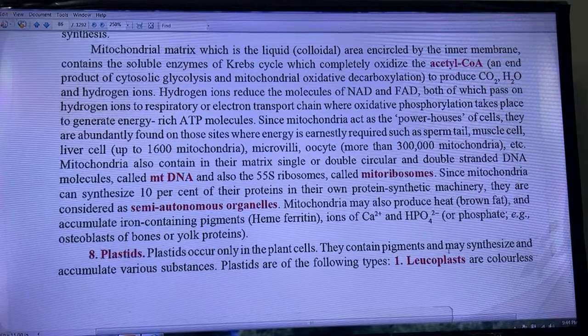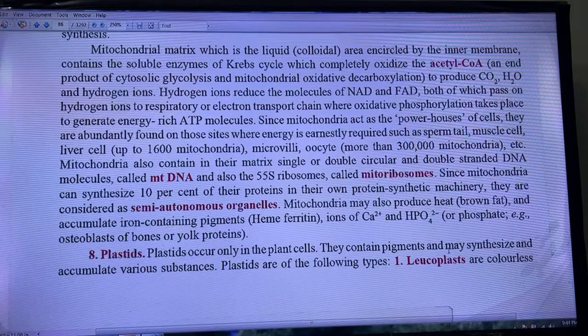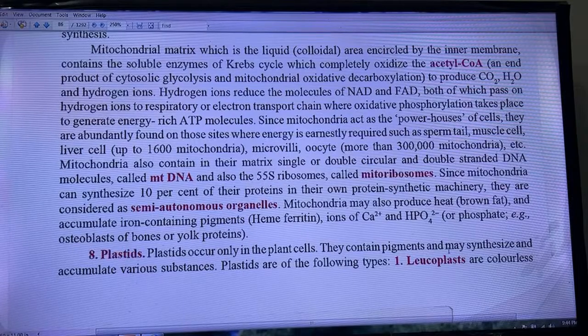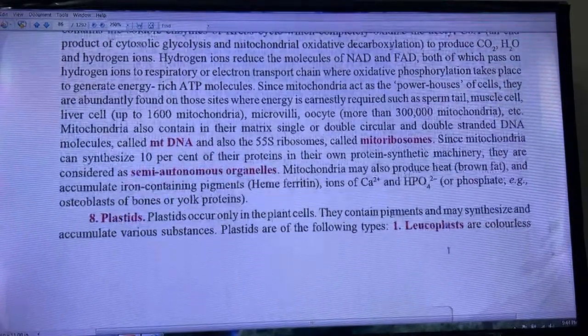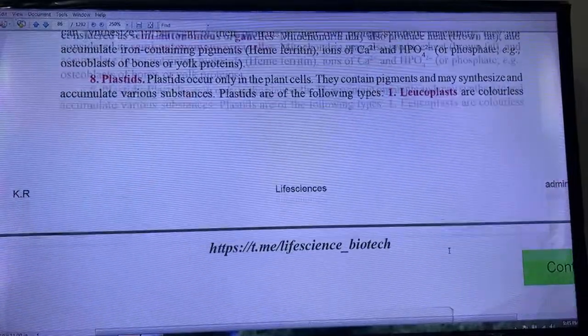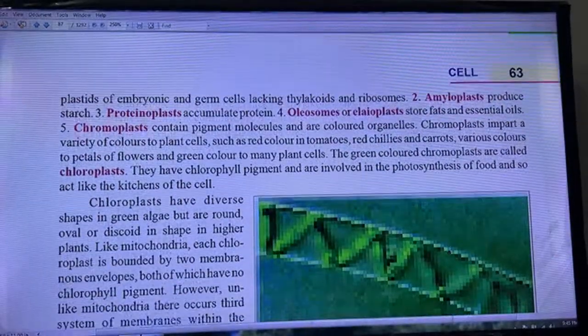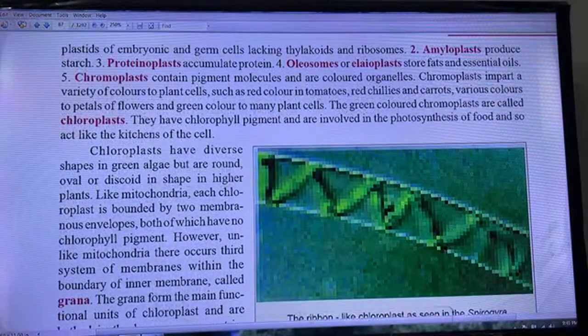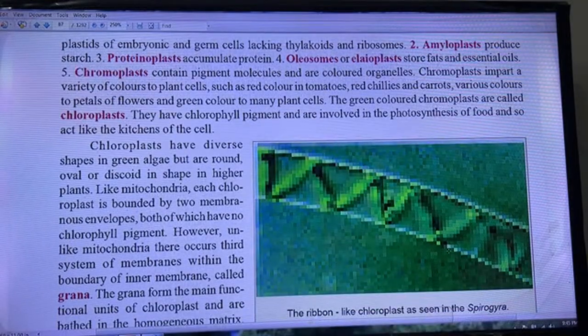Plastids. Plastids occur only in the plant cell. They contain pigments and may synthesize and accumulate various substances. Plastids are of the following types. Leucoplasts are colorless plastids of embryonic and germ cells, lacking thylakoids and ribosomes. Amyloplasts produce starch. Proteinoplasts accumulate protein. Oleoplasts, or oleosomes, store fats and essential oils.